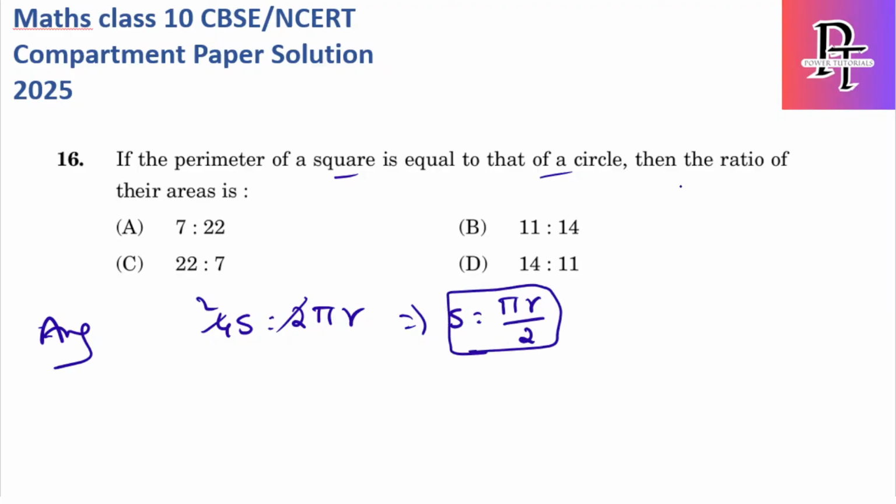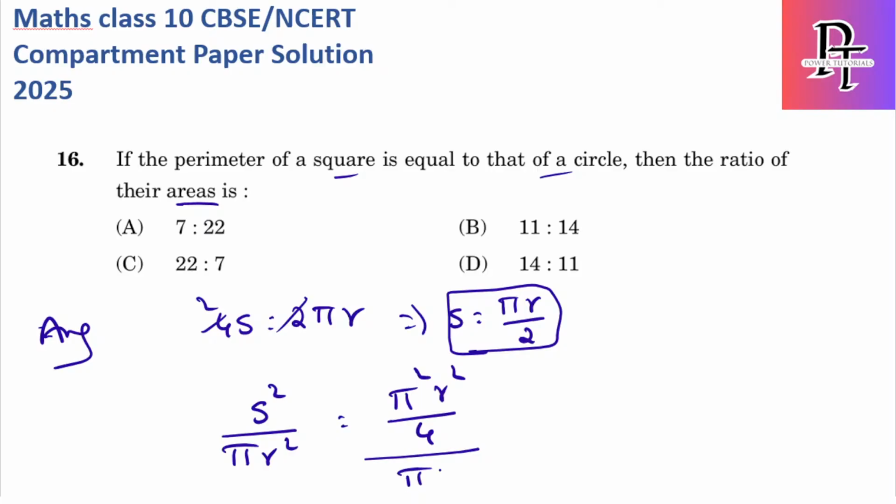Now let's see what they are asking, to find the ratio of their areas. Now let's write the areas. Area of square is s square, area of circle is pi r square. What is the s value with respect to r? I got it as pi square r square by 4 by pi r square. One pi and r square get cancelled out. So I'm getting the final answer as pi by 4.